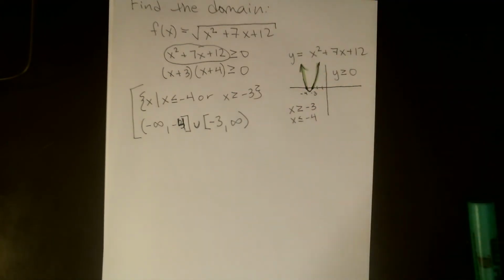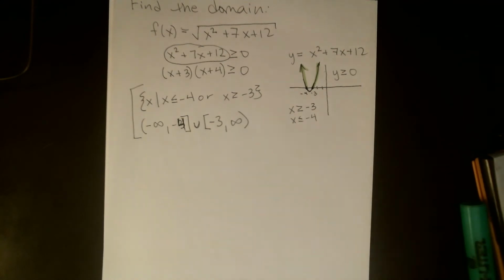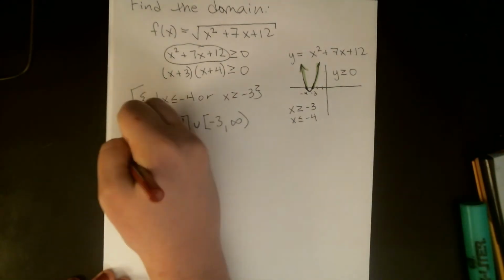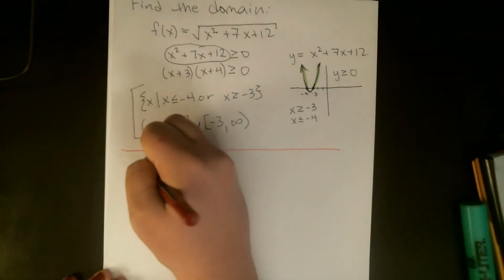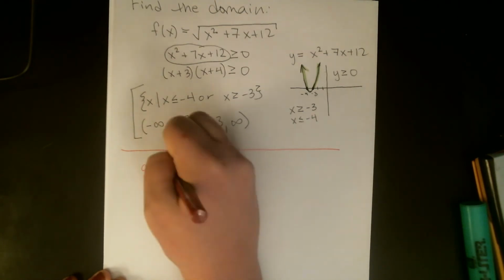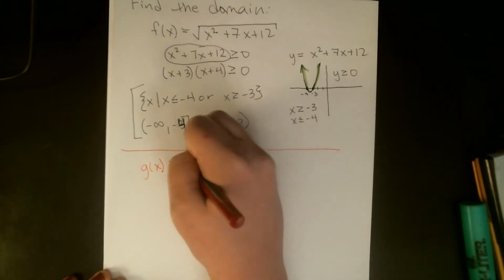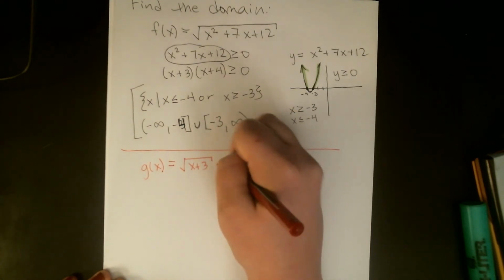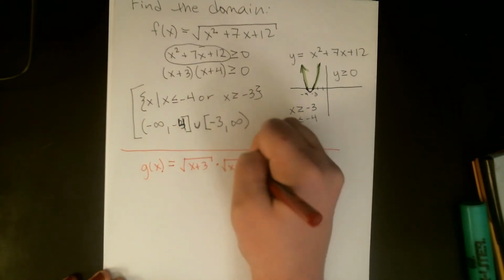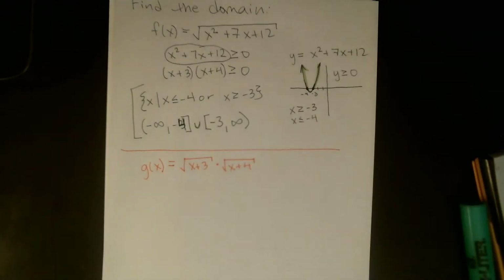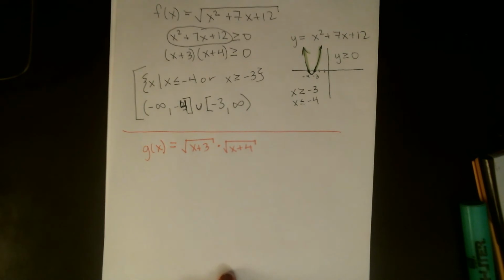All right, so that one was messy enough, but I also want to compare it to one other. So let me give you this, and then we'll talk a little more about it. Let's call it g of x, and let's make it the square root of x plus 3 times the square root of x plus 4. So same directions. I want to find the domain of this thing.